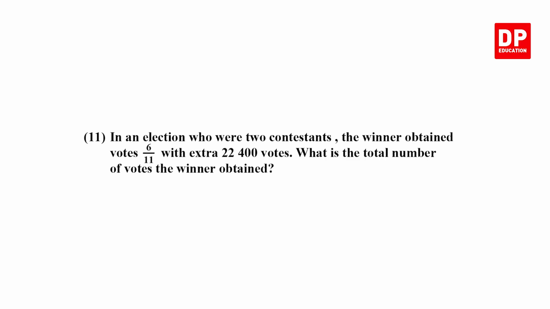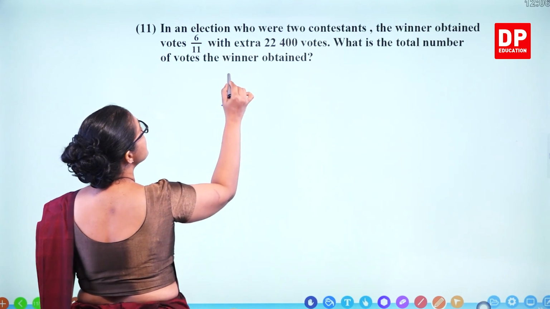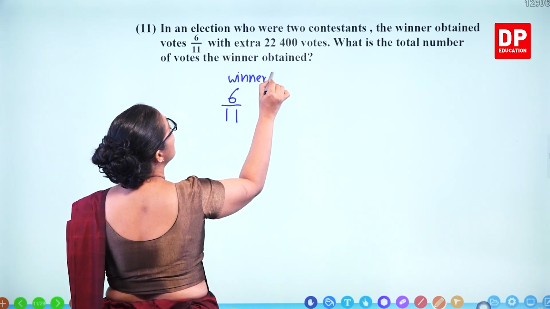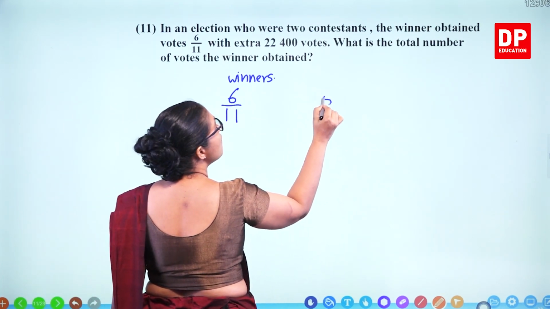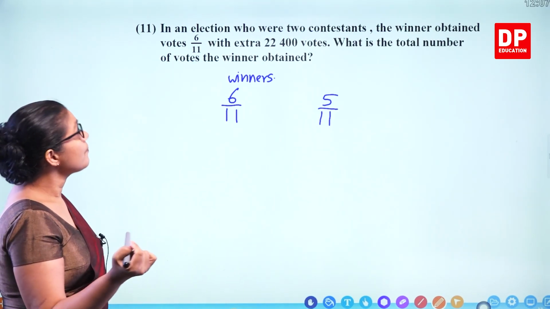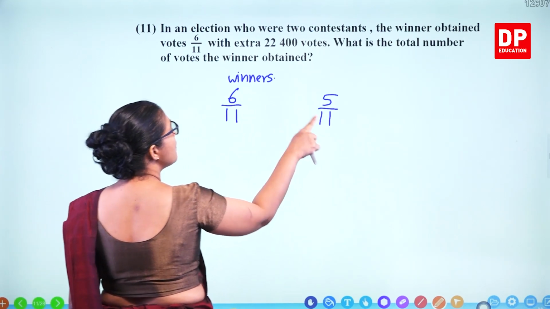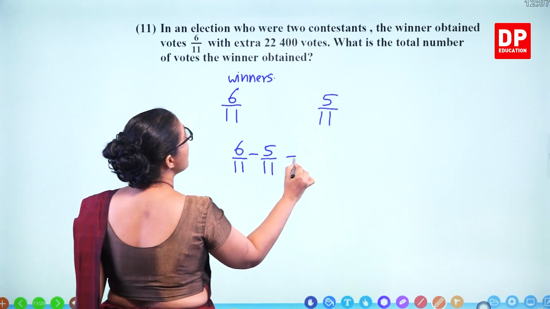Question number 11. In an election, there were 2 contestants. The winner obtained 6 over 11 of the votes with an extra 22,400 votes. What is the total number of votes the winner obtained? Now 6 over 11 is the winner's fraction. So what's the other one? If this is 6 over 11, 5 over 11 is that. The other contestant. Now, extra means the difference between these two. So, 6 over 11 minus 5 over 11 is the extra one.